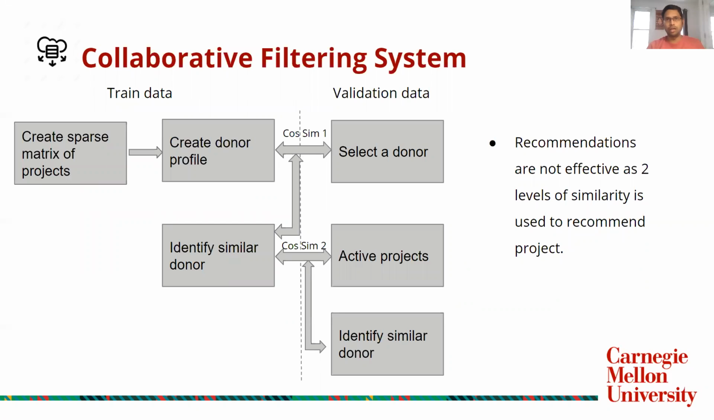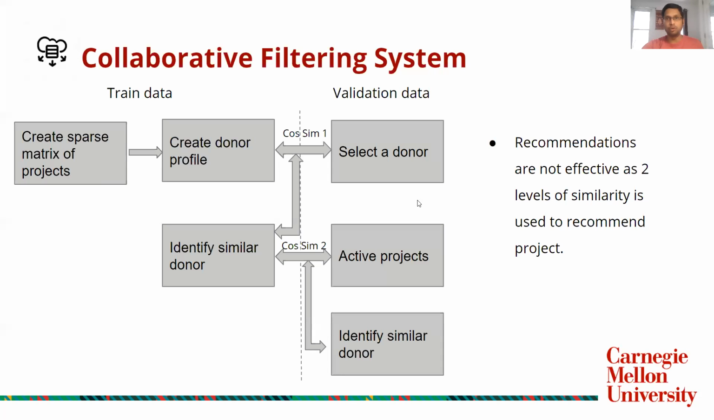We also built a collaborative filtering recommender system to find similar donors and then recommend projects which are similar to those donors' past projects. We used a sparse matrix representation of the projects to build the donor profile on training data. The drawback with this recommender system is that we were using two levels of similarity, which resulted in poor recommendations, which were not very similar.